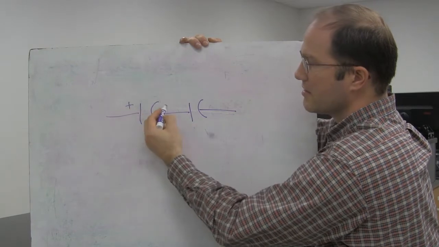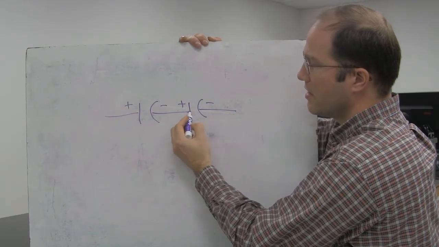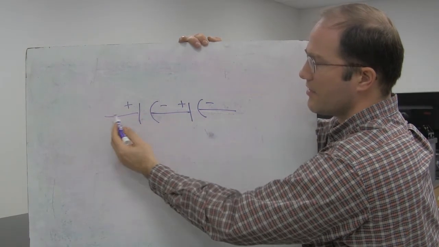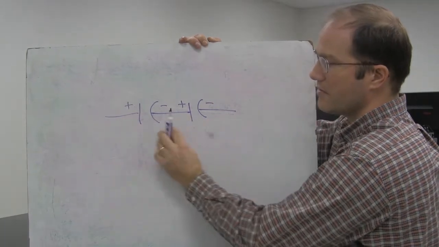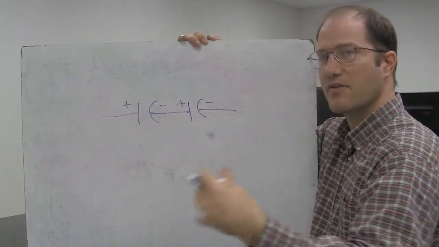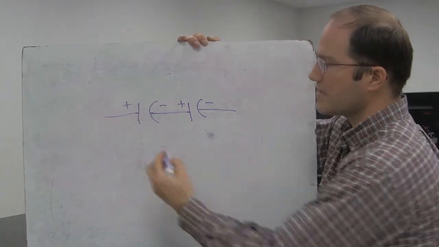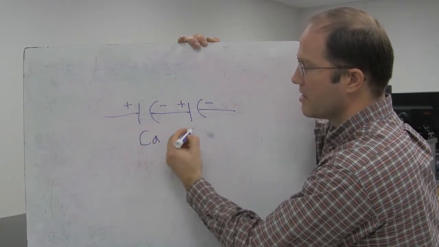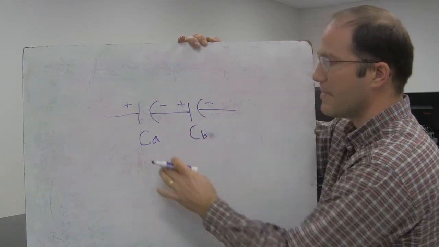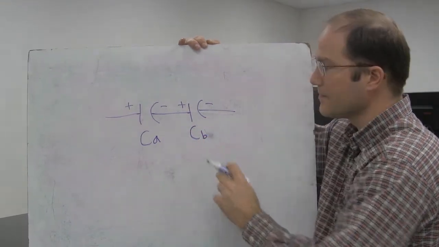Series means that one follows the other. There's only one path through here. So it's a serial connection. Series, one after the other. And so let's call this CA and CB. Capacitor A and capacitor B.